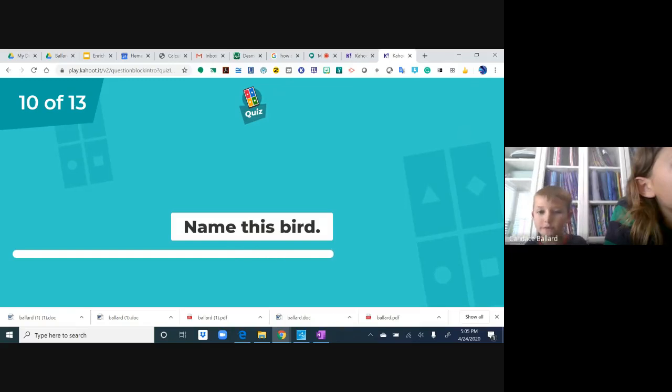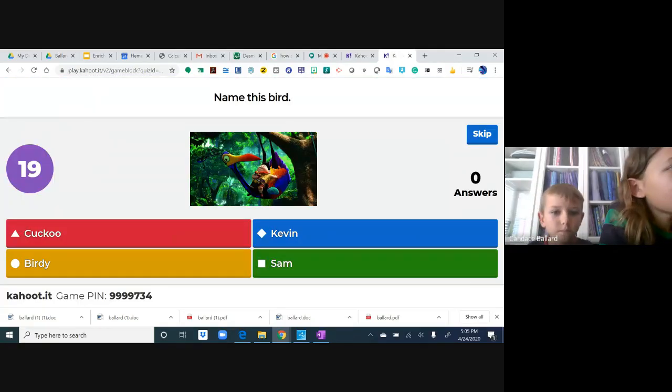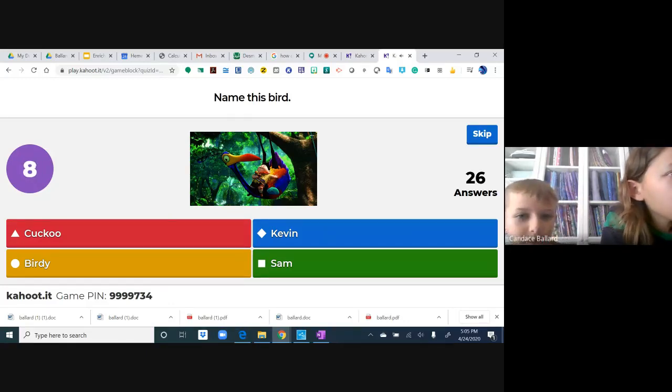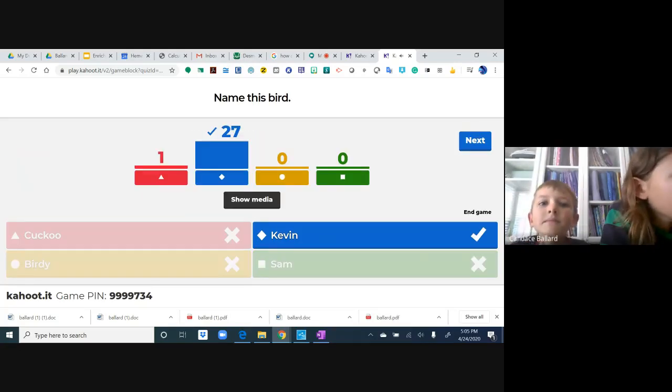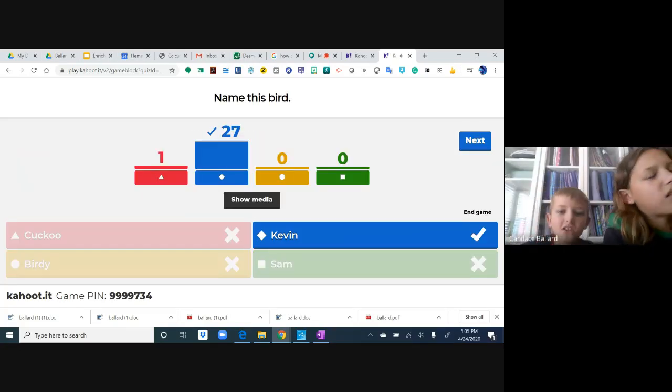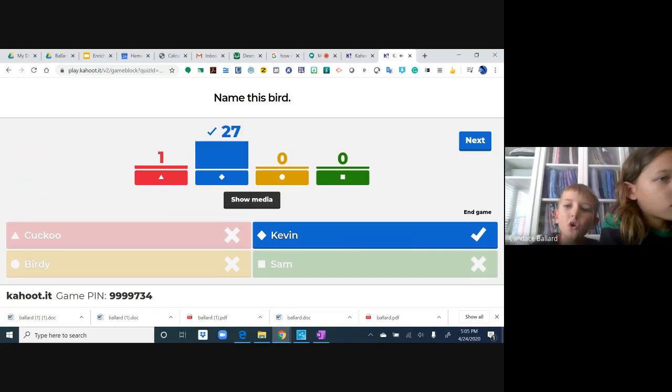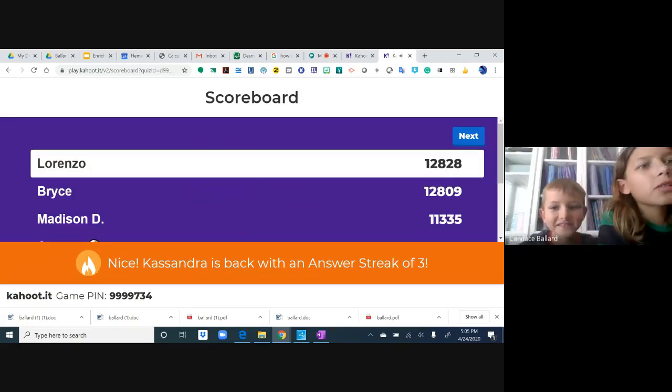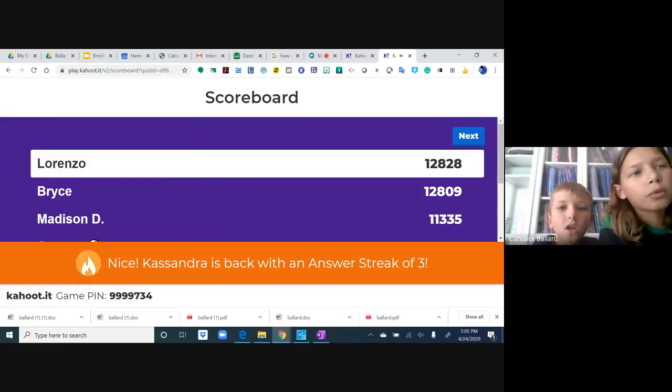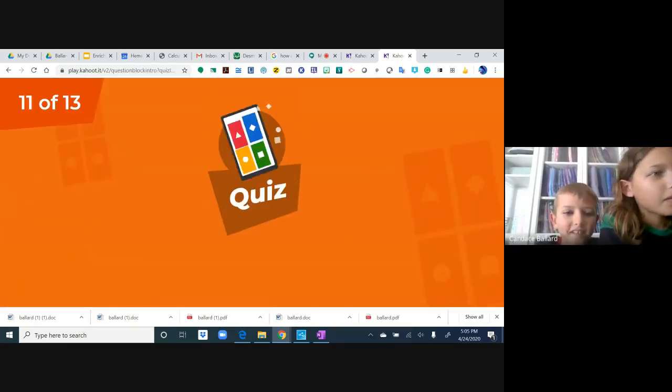Name this bird. Cuckoo, Birdie, Kevin, Sam. I already know this because I've watched the movie. What movie is it from, Andy? Up. Up, up, and away. It's one of their new favorites. Kevin. Someone chose Cuckoo. That would be a mean name. That's because the species in the movie is a cuckoo bird or whatever. Okay. All right, keep going.